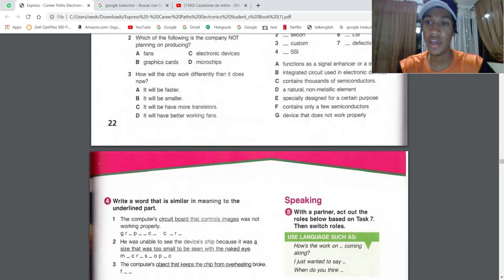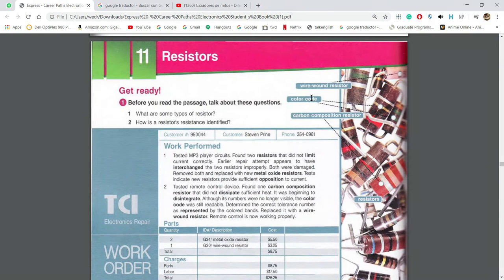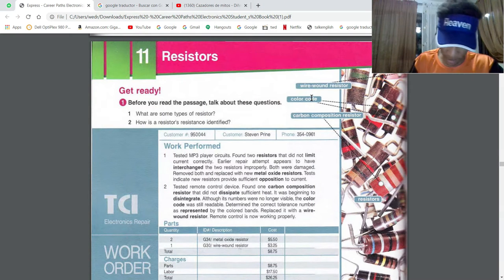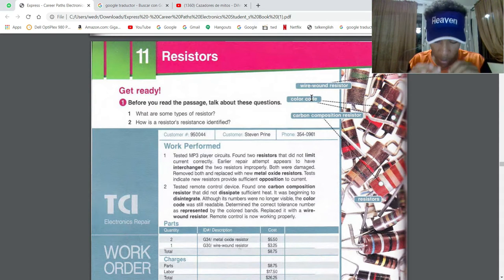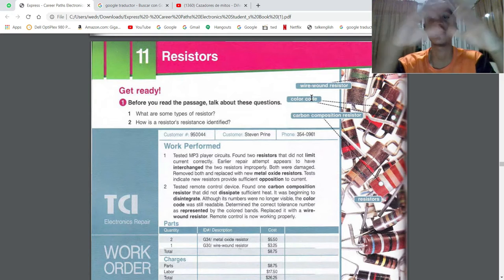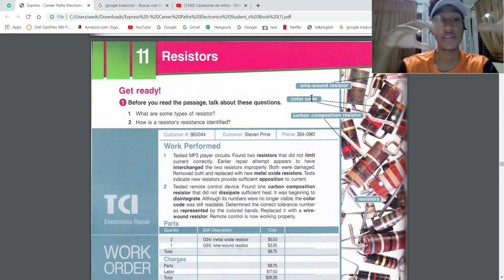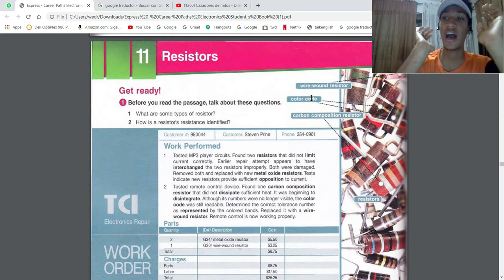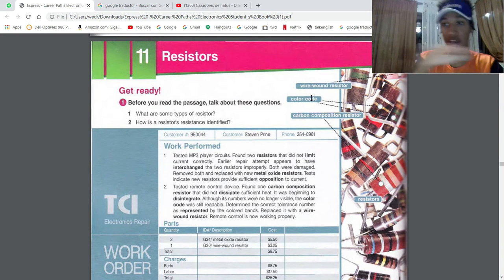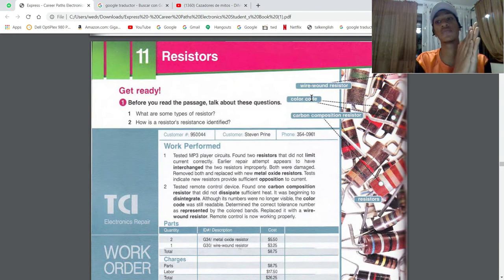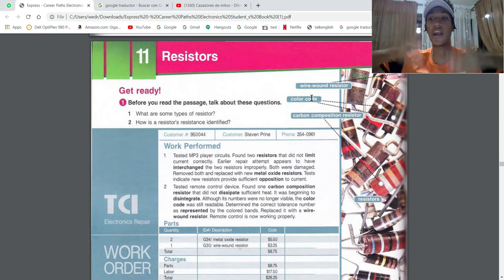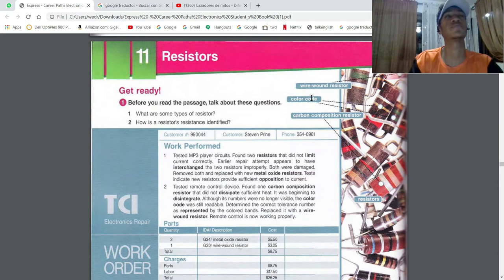So I put the transition now. Resistor. Resistor is opposition of the current or the voltage, depending on the resistor. Because if I put the resistor in series, I oppose the voltage. If I put it in parallel, I oppose the current.